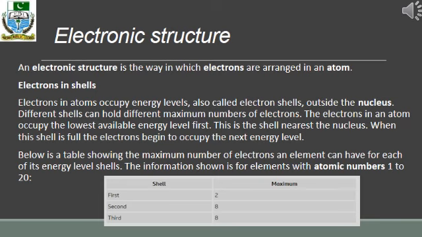Then we see the second element, helium. Its atomic number is 2. It means it has 2 electrons and 2 protons. So the first shell should be filled. The first shell will have 2 electrons revolving around the nucleus. Helium has only 2 electrons, so the 2 electrons will fill up its first shell, and there will be no electron to move to the second shell.